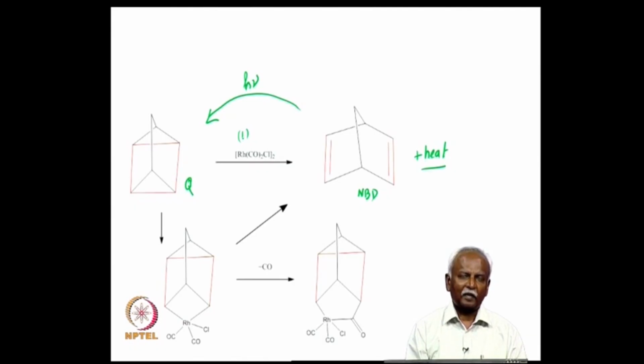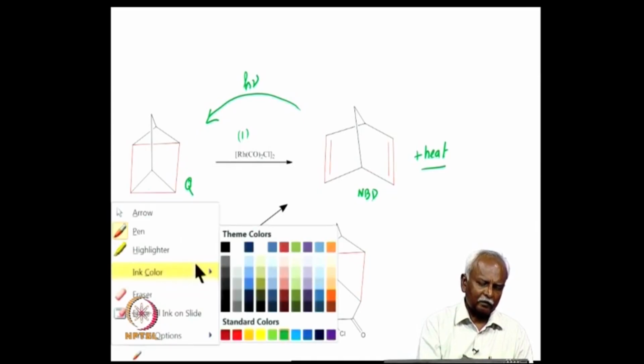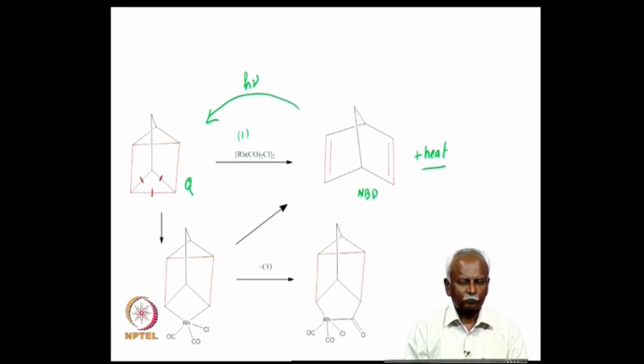So, what was really happening was that the strained cyclopropane ring, which I will mark with a single line, could ring open and you could have an oxidative addition of rhodium, so that a rhodium(III) species can be formed.